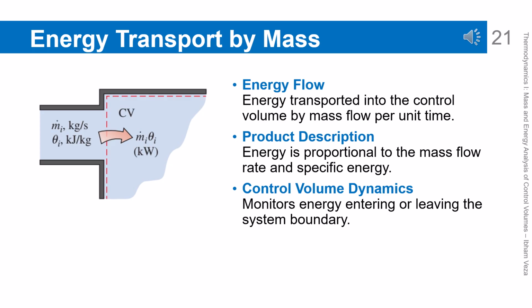Energy transport by mass. Energy can be carried into or out of a control volume by mass flow. The amount of energy transferred is proportional to the mass flow rate and the specific energy of the fluid. This concept is very important in the analysis of turbines, compressors, and heat exchangers. With this approach, energy flow can be calculated systematically. This becomes a central part of the open system energy balance equation.